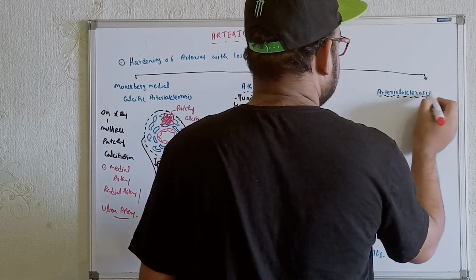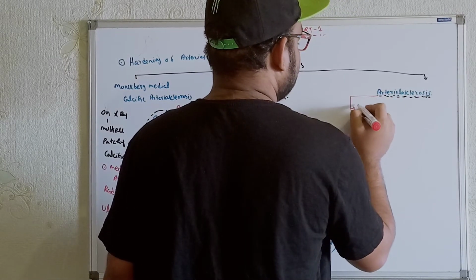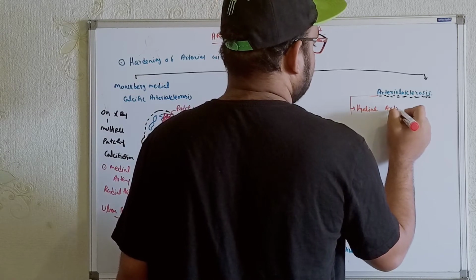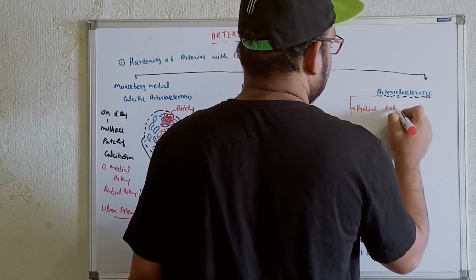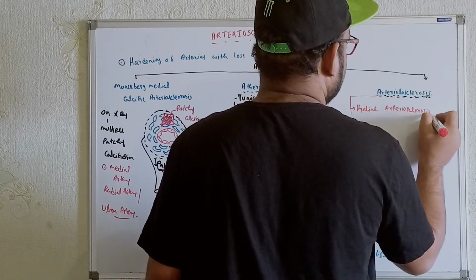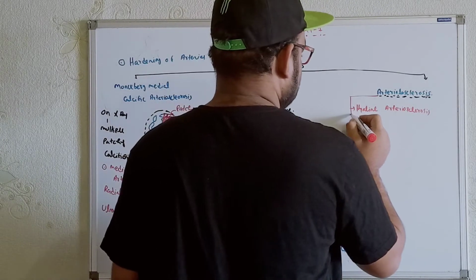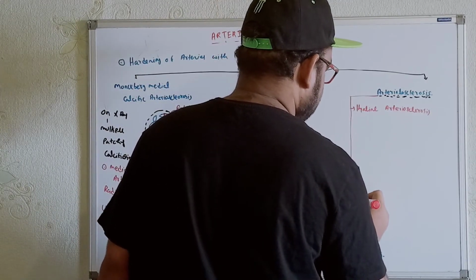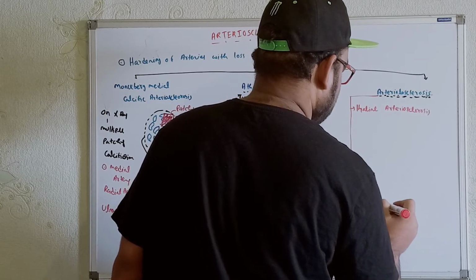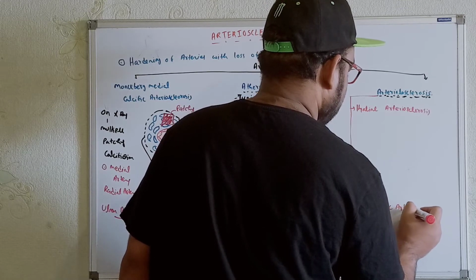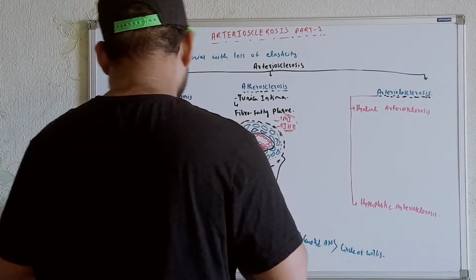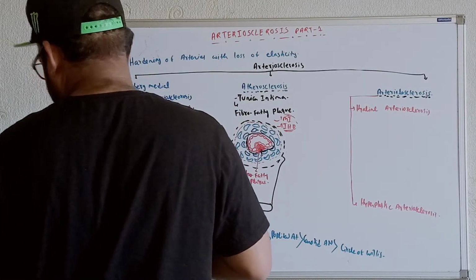Now, as far as arteriosclerosis is concerned, we can classify it into two types. One is known as hyaline arteriosclerosis. Another we can get over here is hyperplastic arteriosclerosis. What are the problems we'll see in these cases? Let's draw the figure again and we'll talk about all these things.